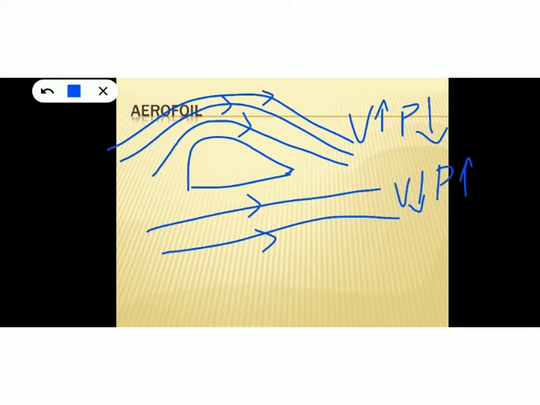Due to this pressure difference, there will be upward movement of the air from the high pressure region to the low pressure region. Due to this upward motion of the air, an upward force is experienced. So this is the dynamic lift. This principle is applied in the design of the wings of an aeroplane. You might be familiar with the wings of the aeroplane. They have a shape like this. All this can be partly explained on the basis of Bernoulli's principle.